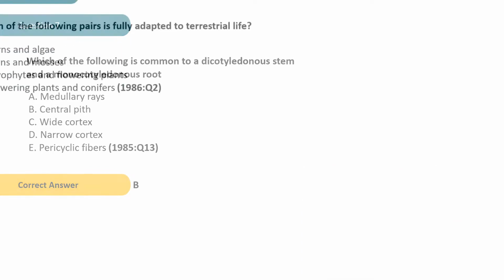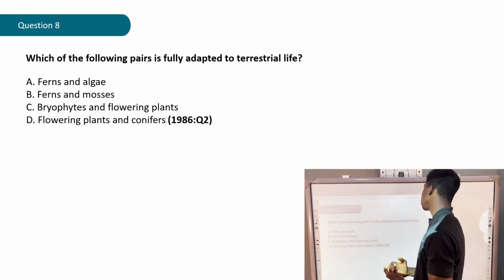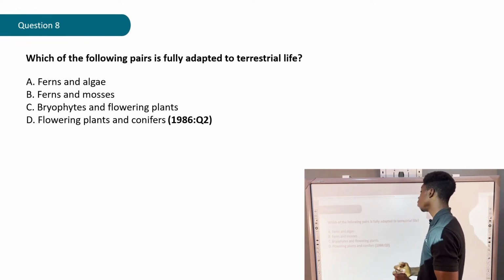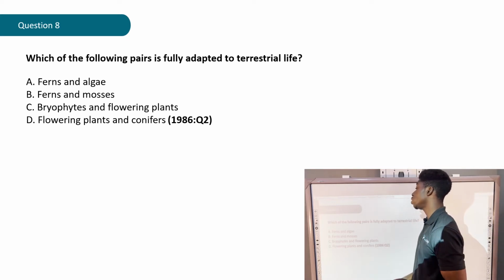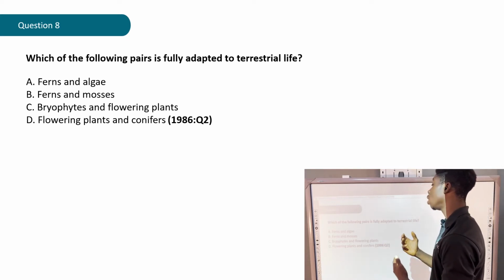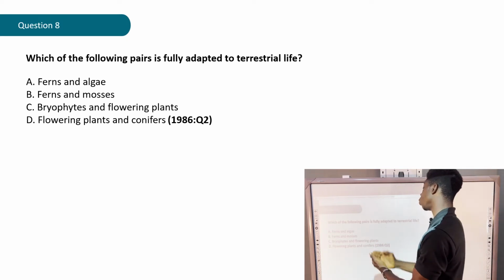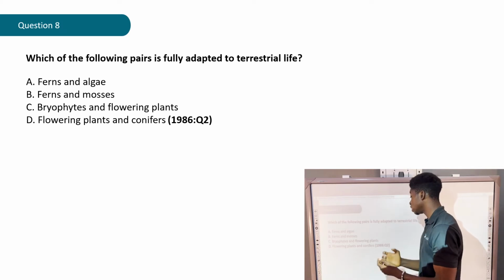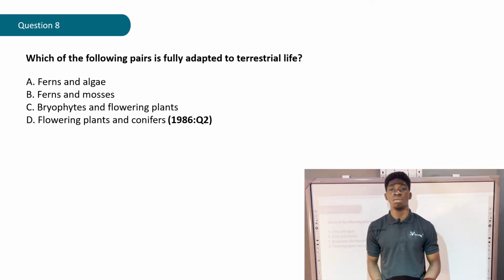Question 8. Which of the following pairs is fully adapted to terrestrial life? A. Ferns and algae. B. Ferns and mosses. C. Bryophytes and flowering plants. D. Flowering plants and conifers. That's from the year 1986, question 2. Why not give it a try?